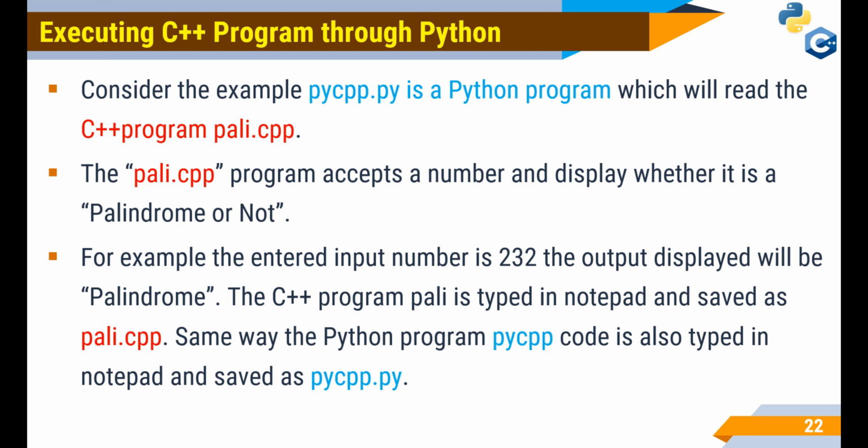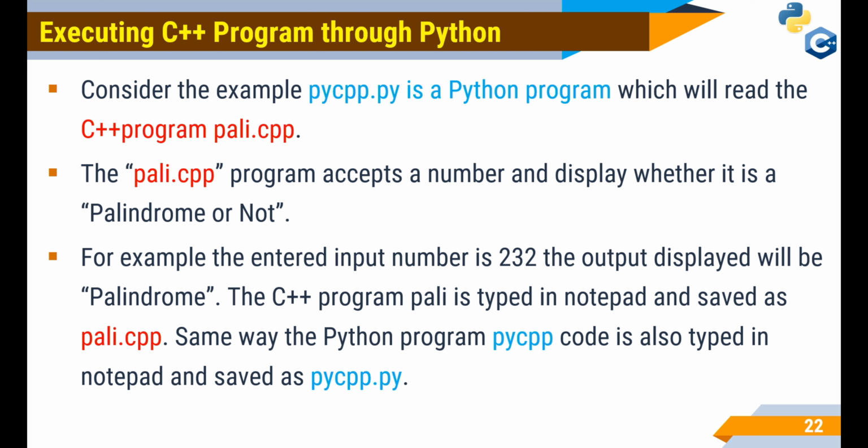Consider the example pycpp.py program, which will read the C++ program pali.cpp. The pali.cpp program accepts a number and displays whether it is a palindrome or not. Here, for example, the entered input number is 232, right? The output displayed will be palindrome.